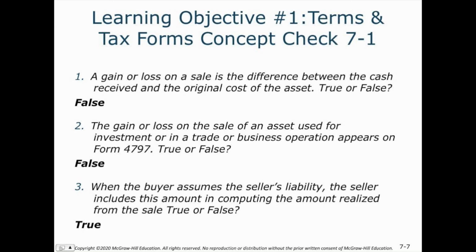Concept check 3. When the buyer assumes the seller's liability, the seller includes this amount in computing the amount realized from the sale. True or false? That's going to be true. An example here would be if a buyer purchases an asset for $400 plus takes on the $200 loan associated with that asset, the amount realized is going to be the 400 plus the 200, so $600 total.